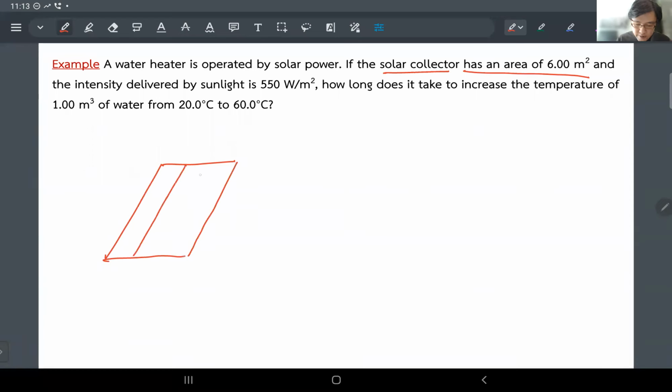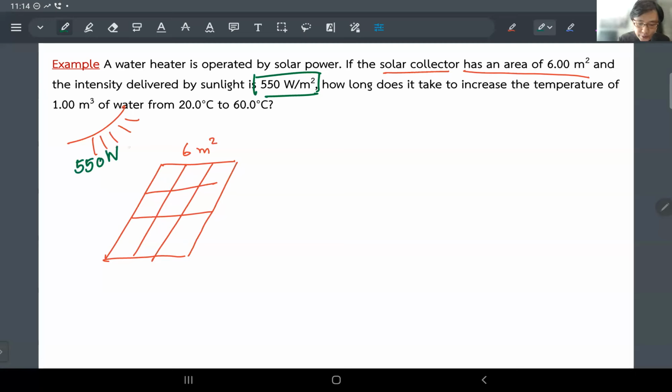Okay, and then somehow you're just collecting the energy from the sun. The area of this is 6 square meters. And it turns out the intensity, I don't know if you guys remember this one or not, but if not, we'll look at the unit. Not too bad. Here we go. The energy from the sun through the intensity value is 510 watts per square meter.